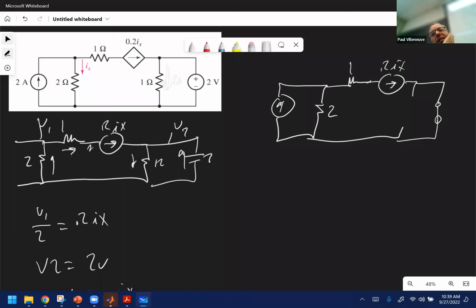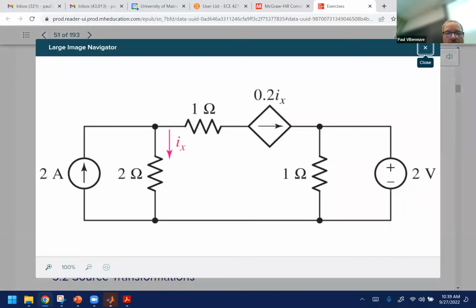So now, V1, but V2 is equal to 0. So we only have one node that we have to calculate, right? Because V2 is equal to 0. So let's see, we have this current and this current. So current in equals 2.